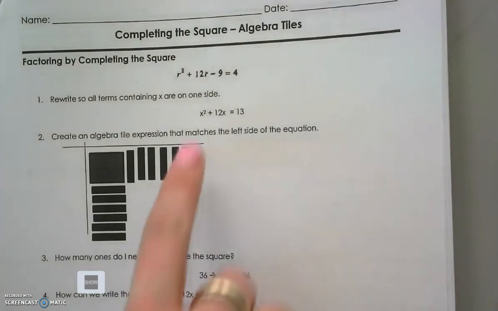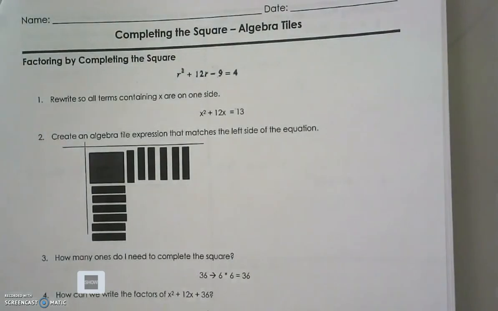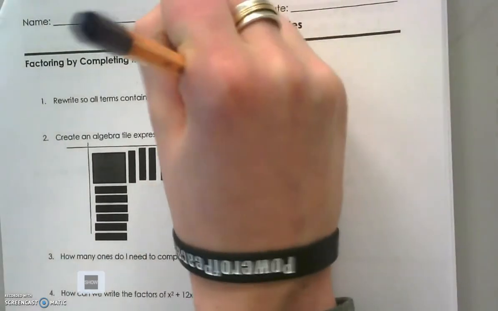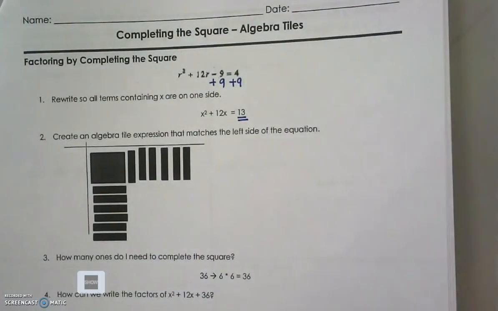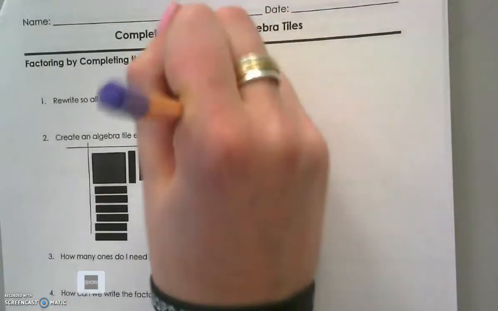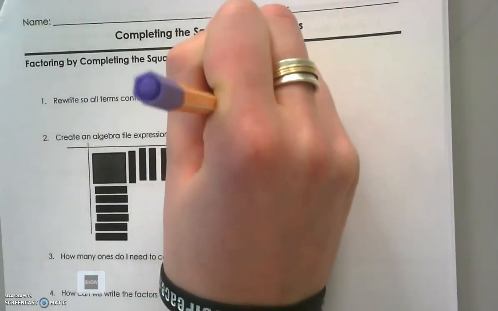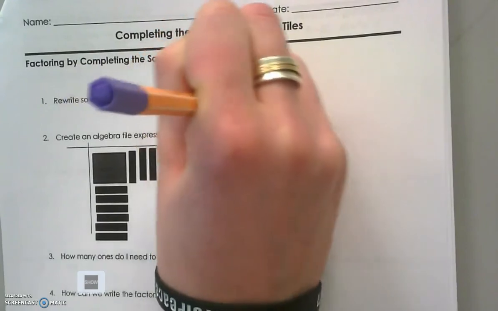Anytime I see the directions that say complete the square, solve by completing the square, or factor by completing the square, I'm going to move my constant over to the other side. So here I added 9, and I added 9 to get 13. Well, using a model, we're going to model x squared plus 12x.